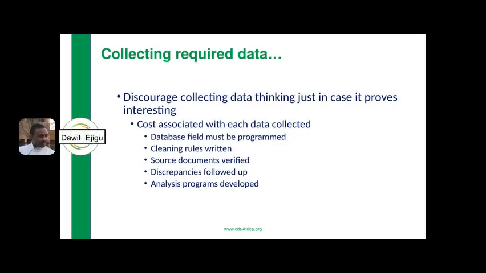We need to discourage a situation where we collect data just thinking that they will be interesting in the future. This should be avoided because there is cost associated with each data that's collected in clinical trials. A database field must be programmed for each data. Cleaning rules should be written. Source documents are going to be verified and discrepancies followed up. And analysis programs are going to be developed for each data that we are going to collect. And this means a cost.